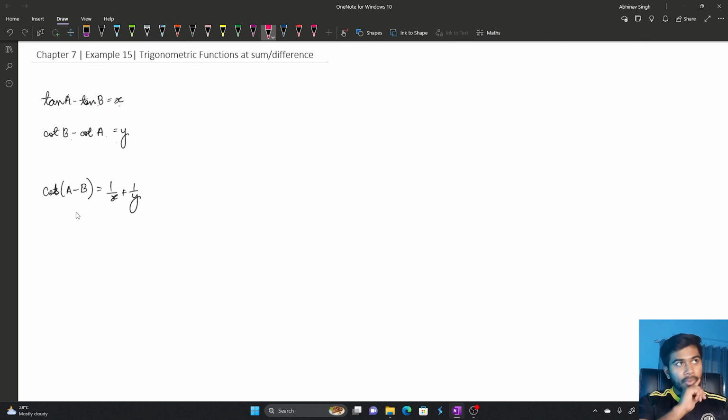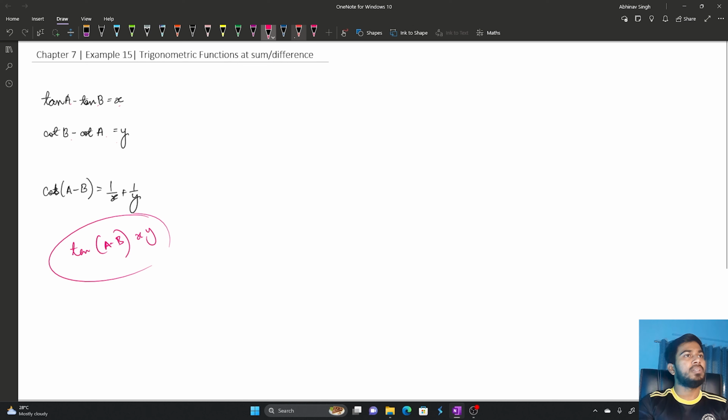So let's write that we have to find the value of tan(a minus b) in terms of x and y. Okay, let's see the question. We have been given two equations. Let's see the number of variables: a, b and x, a, b, y. So we have four variables.